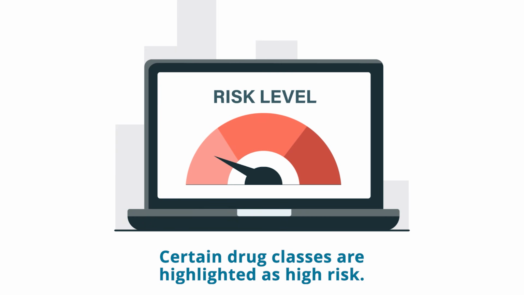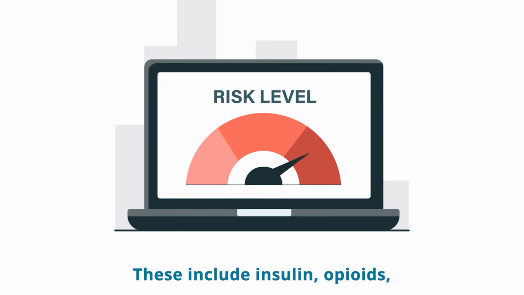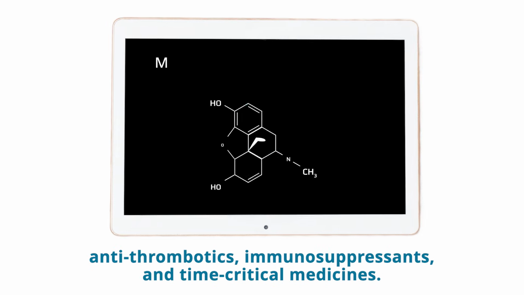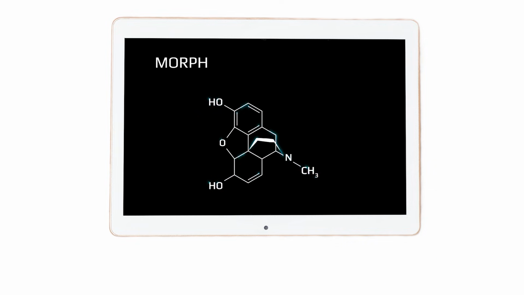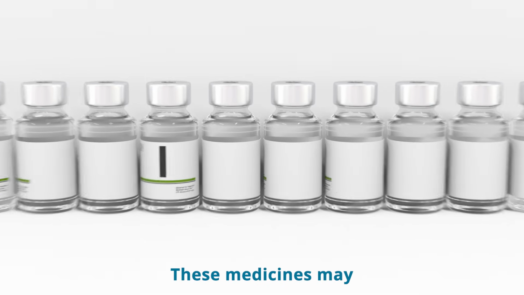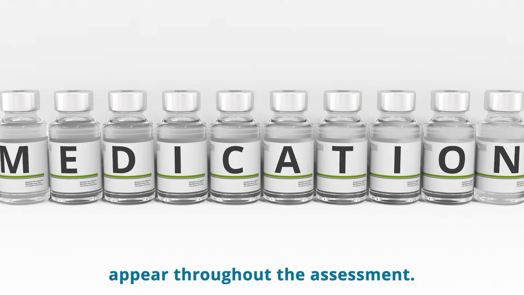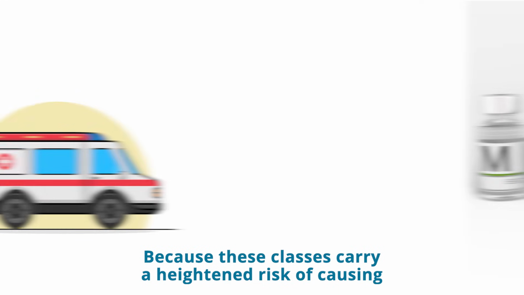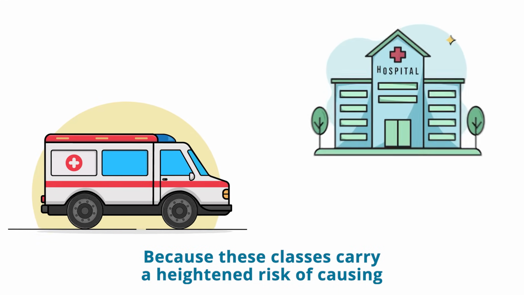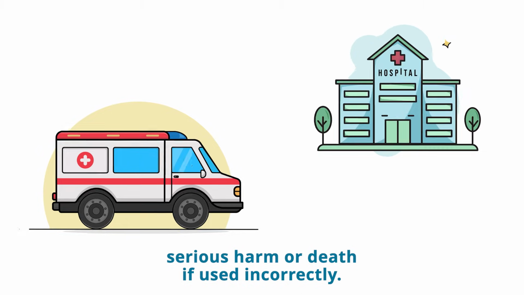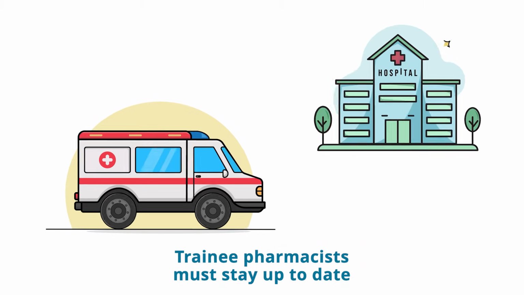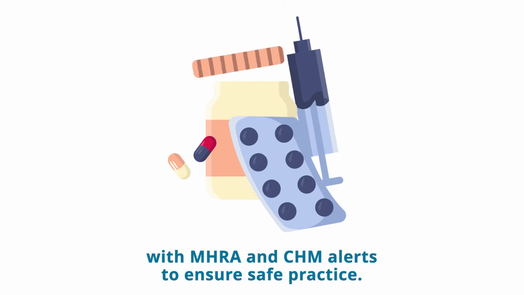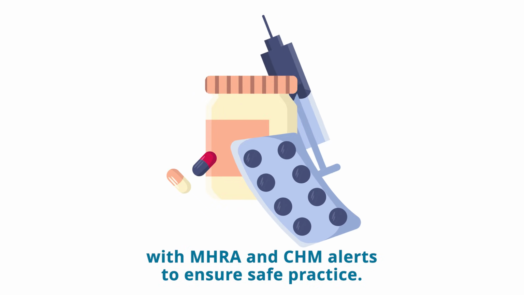Certain drug classes are highlighted as high risk. These include insulin, opioids, antithrombotics, immunosuppressants, and time-critical medicines. These medicines may appear throughout the assessment. Why? Because these classes carry a heightened risk of causing serious harm or death if used incorrectly. Trainee pharmacists must stay up to date with MHRA and CHM alerts to ensure safe practice.